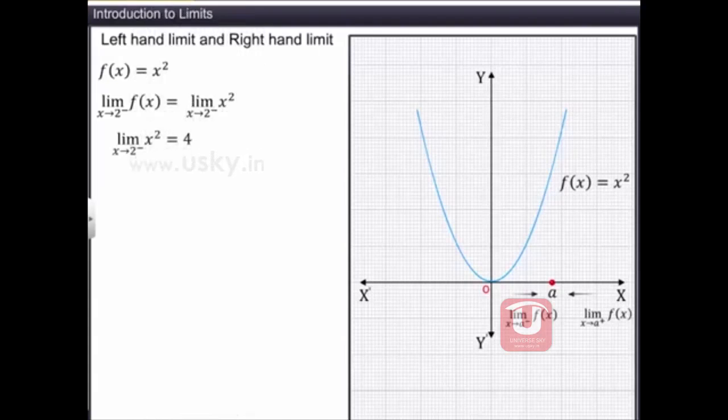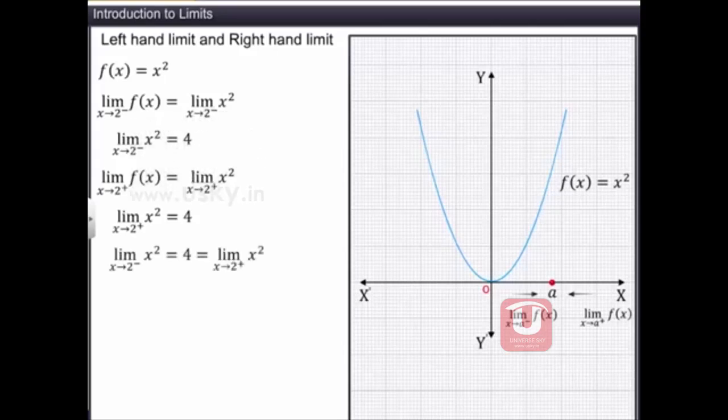Similarly, when we find the right-hand limit, we follow the same procedure. On the right of the point 2, the function is x square. The value of the right-hand limit is 4. Thus, the left-hand limit is equal to the right-hand limit. Now we can say that the limit of the function exists and is equal to 4 at x is equal to 2.